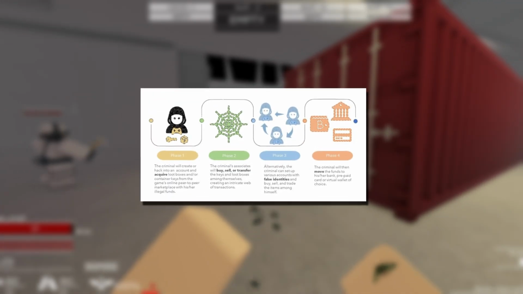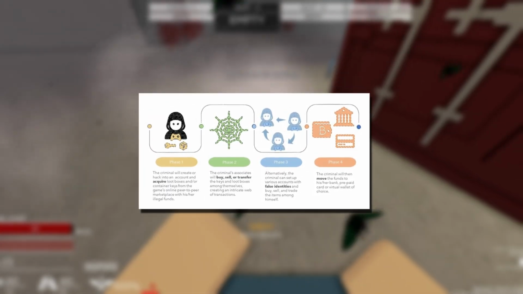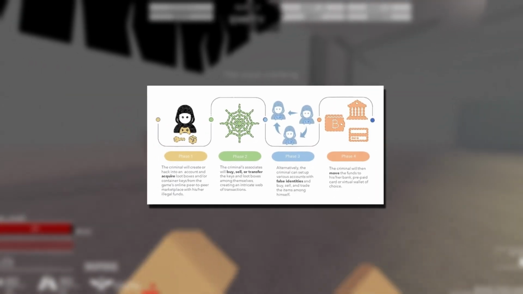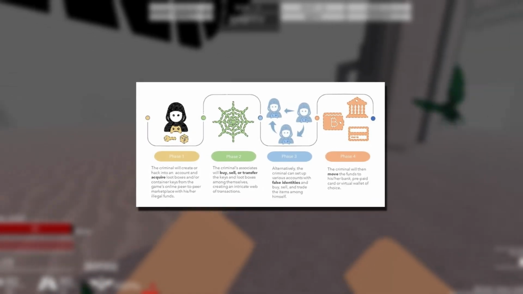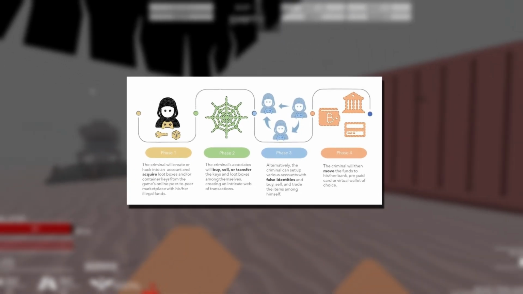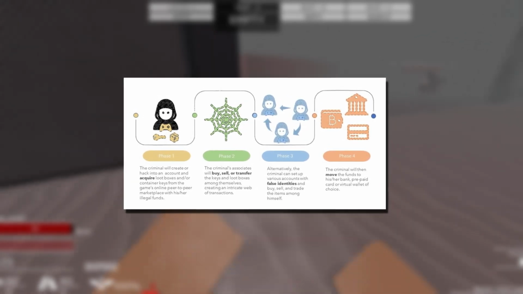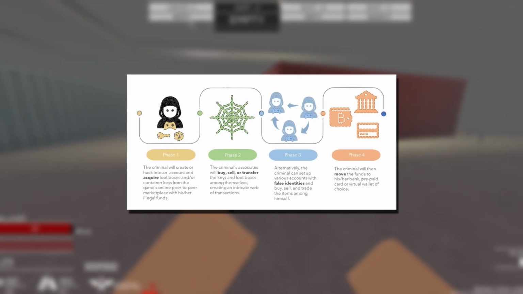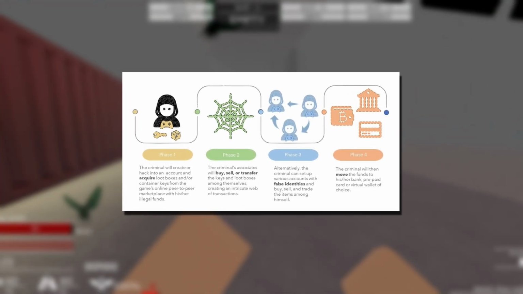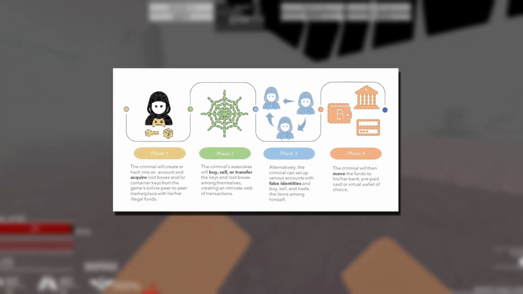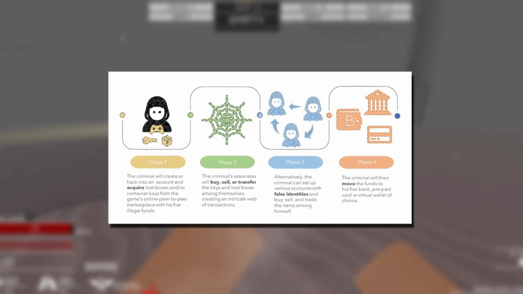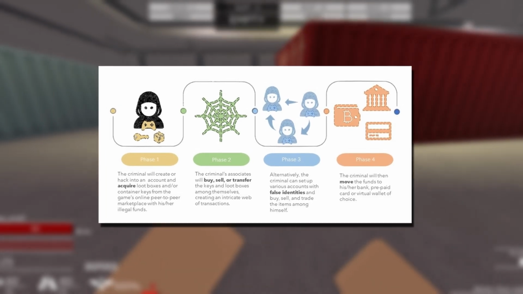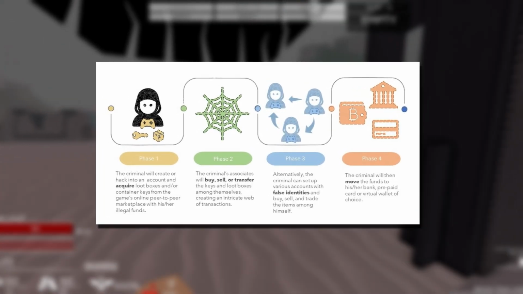Phase two. The criminal's associates will buy, sell, and/or transfer the items among themselves, creating a web of transactions and hiding the fact that they are related in any way, making the whole scheme seem much more legit. Phase three. The criminal may alternatively set up multiple accounts themselves with fake identities and buy, sell, and/or trade items among themselves. Phase four. The criminal will then withdraw the funds to his or her bank account and/or buy prepaid cards. So now, how would this all play out in practice?